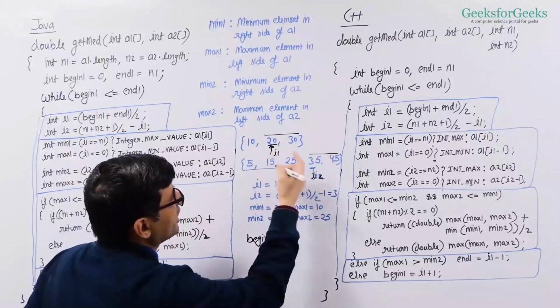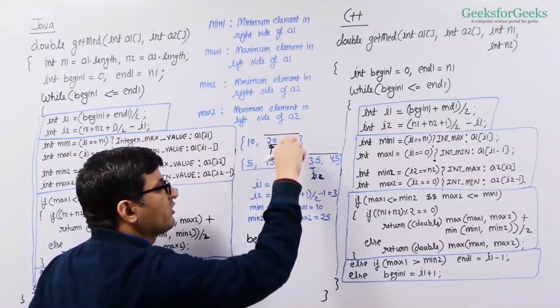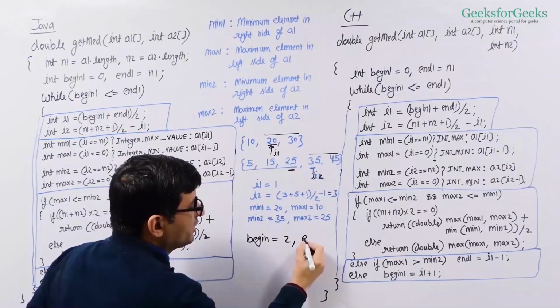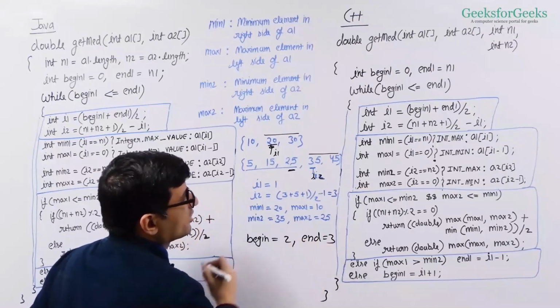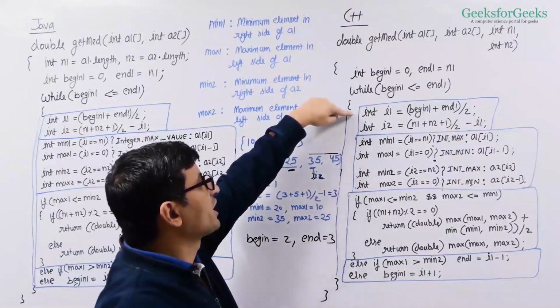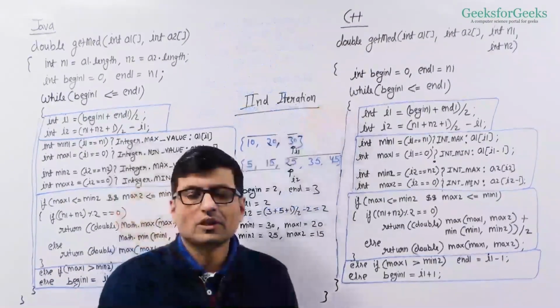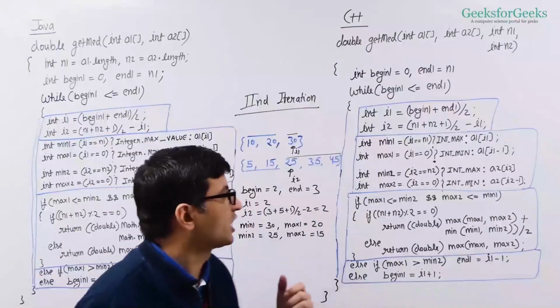So our begin becomes now, it was earlier 1, now it becomes 2. And our end remains 3. So now we begin our iteration here again from the beginning. In this second iteration, these are our values.